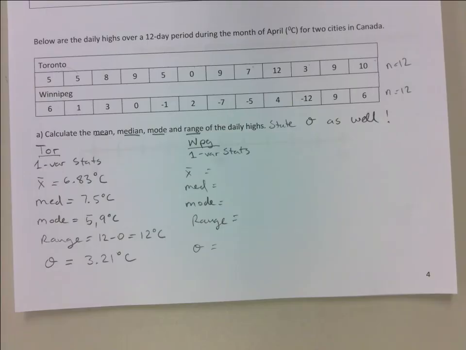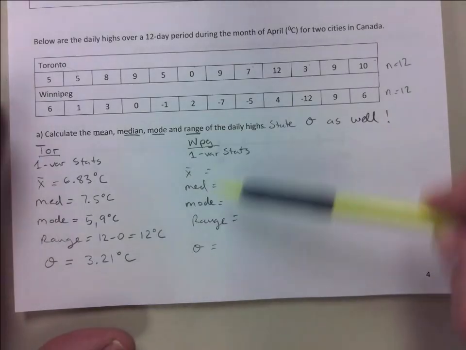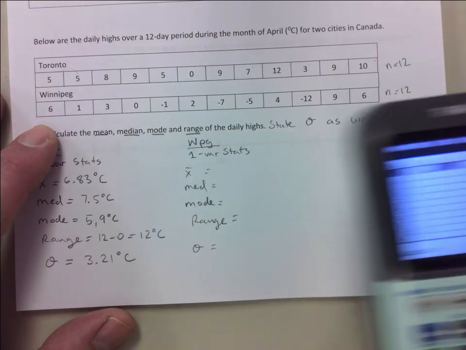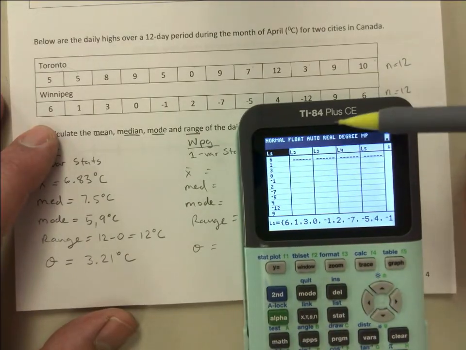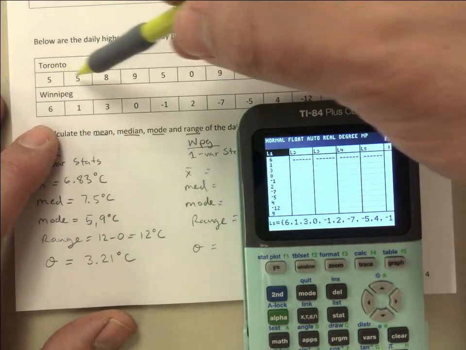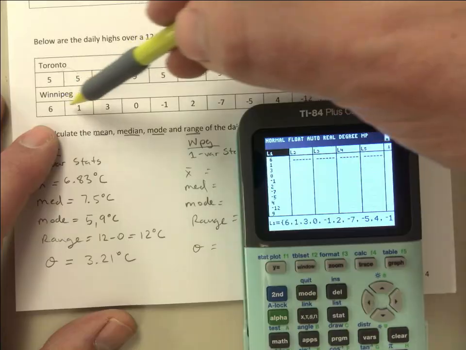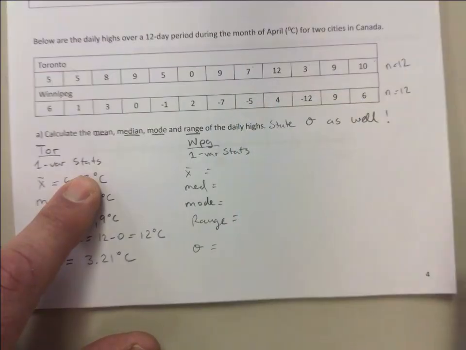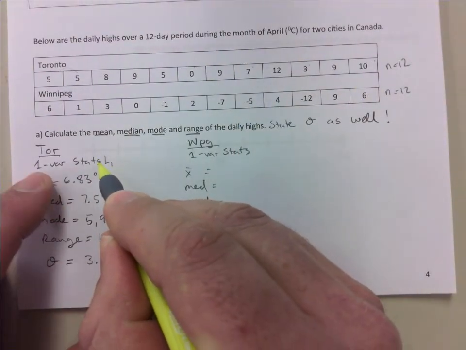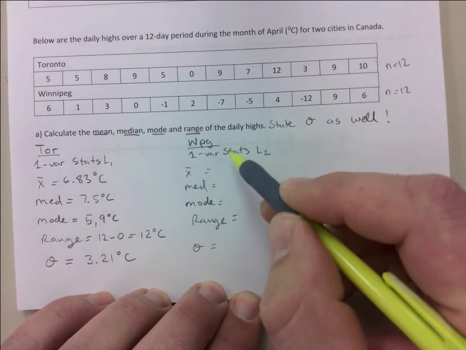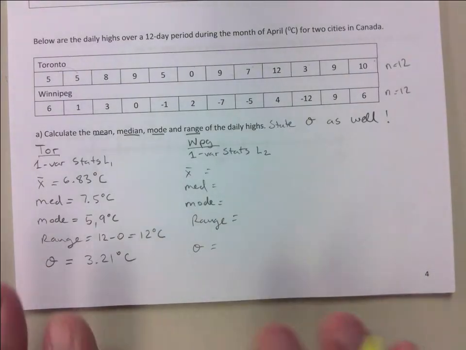All right. So for Winnipeg, what I did is this. By the way, you may use L2 if you want to. If you wanted to leave this in L1 and put this into L2, it's fine. But basically what I would do is put this into L1, feed L1 to the first one for Toronto, and make this L2 and then do the same thing for Winnipeg. That way you keep both of your data sets intact.